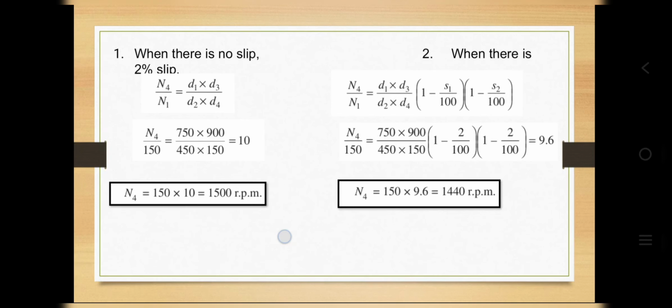Okay, so we see a difference between the dynamo shaft speed when there is no slip and when there is 2% slip.